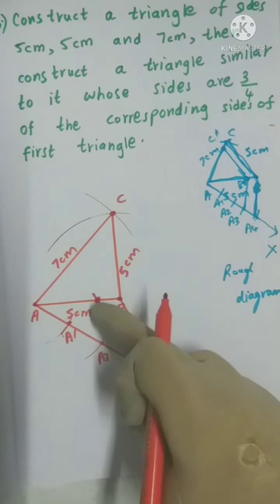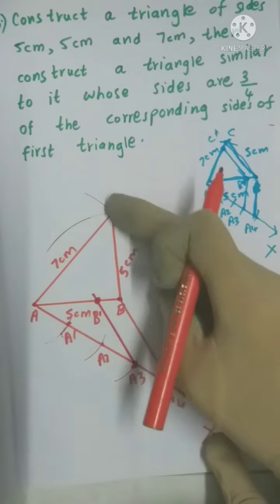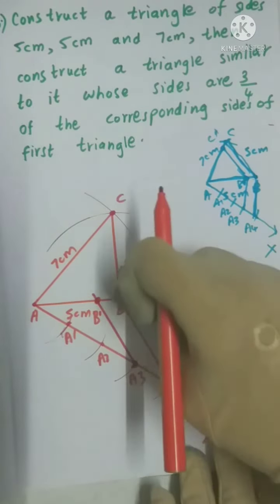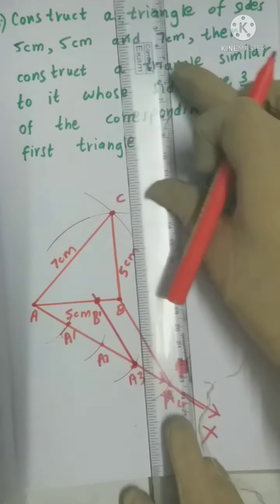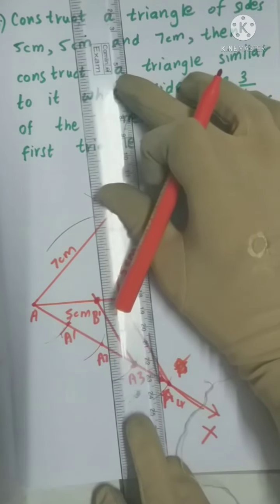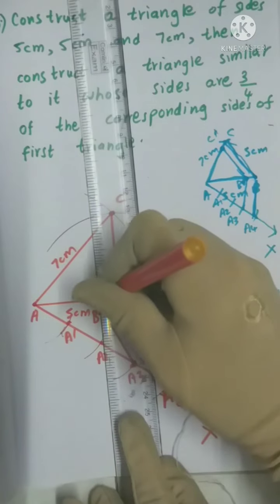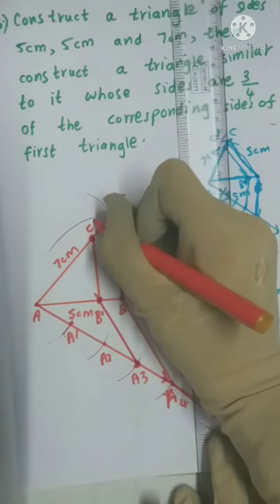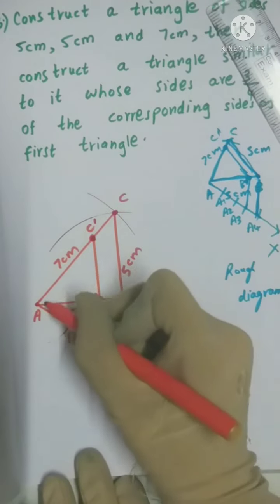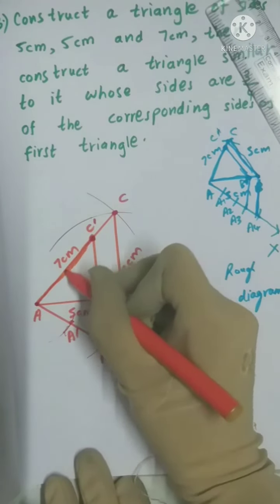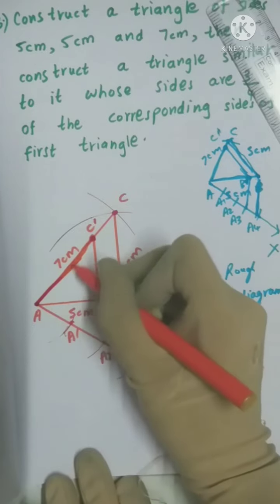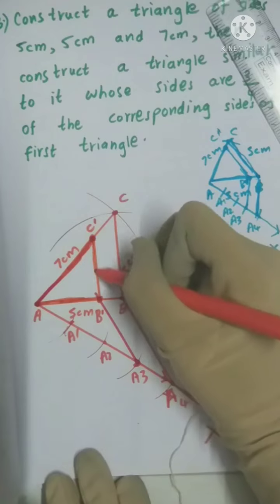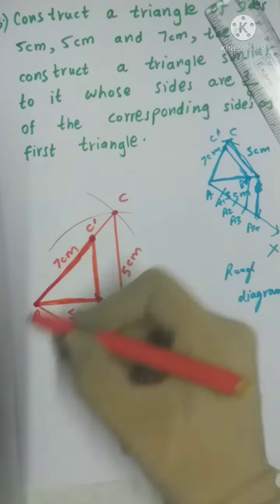From B dash, draw a line parallel to BC such that it meets AC at C dash. So I am going to draw a line parallel to BC now, in such a way that it meets AC at C dash. Therefore, here I got my required triangle. Which triangle? AB dash C dash is my required triangle here.